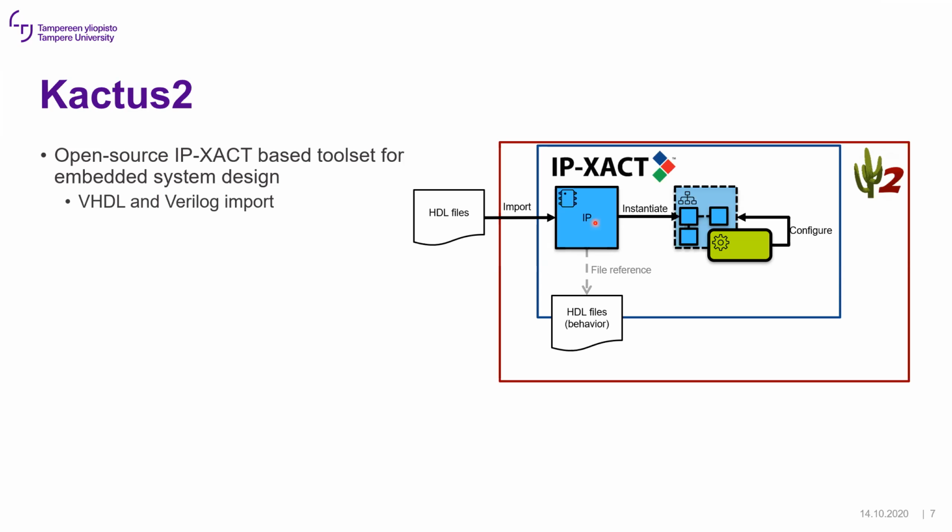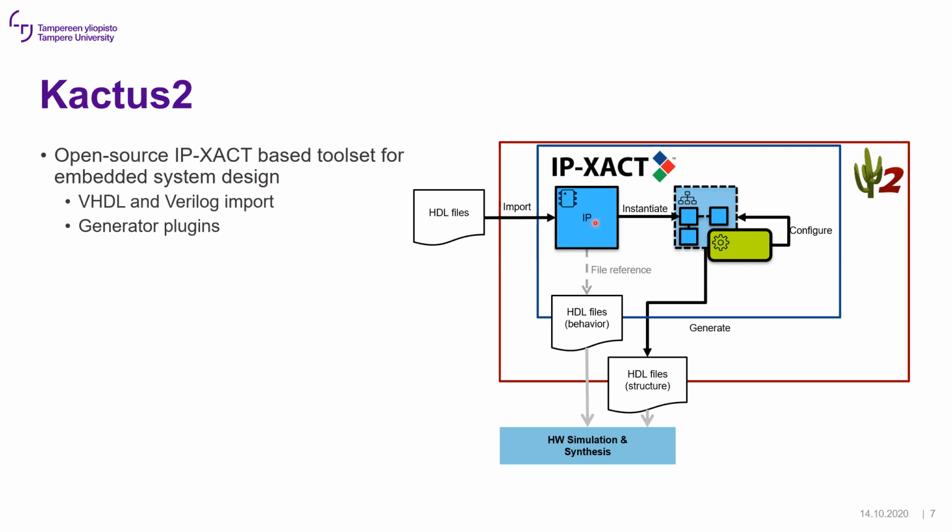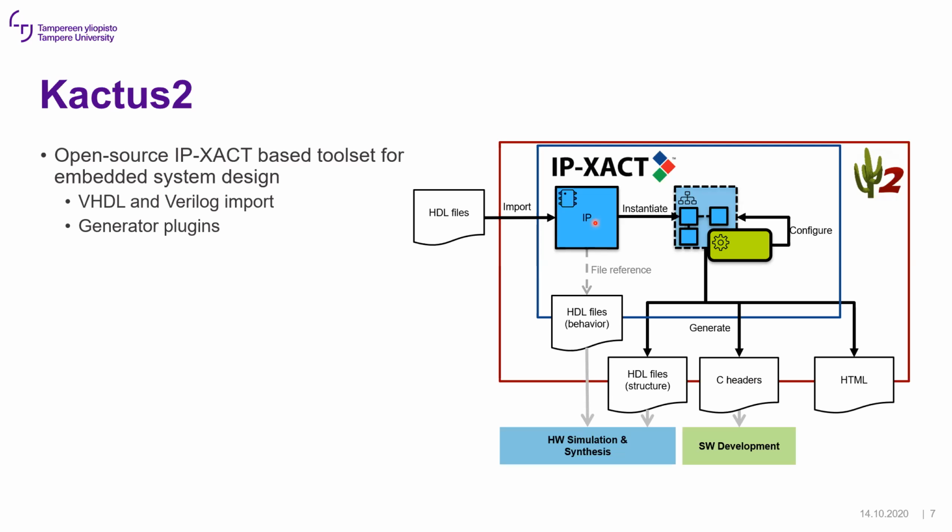We already have the design information in the IP-XACT, so we can use generators to generate the structural description. And these together can be fed to the simulation and synthesis design flow and the tools there. What is more, in the IP-XACT description, we may have addressing information. So this can help our software development. And also, there's a lot of metadata stored in the IP-XACT. So we can use this to generate, for example, the documentation.